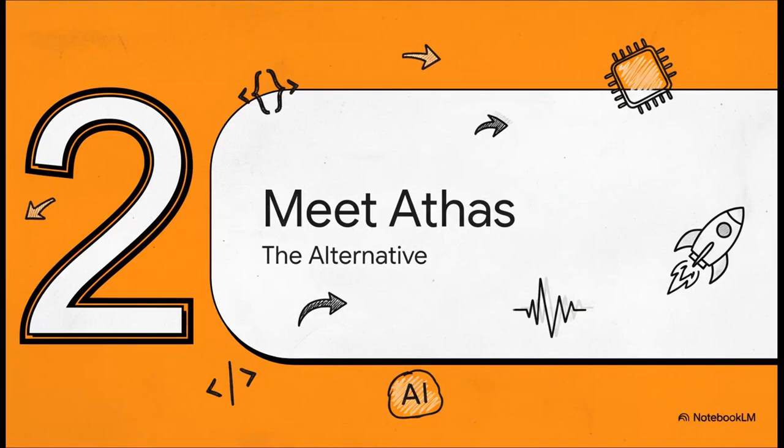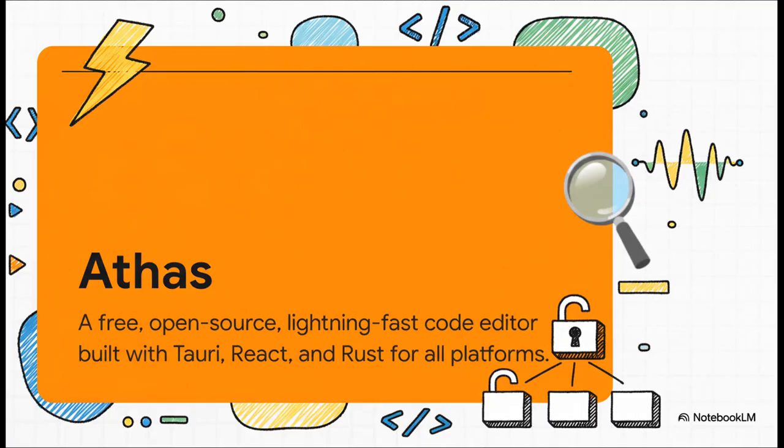Okay, so with the problem laid out, let's introduce the alternative we're talking about today. It's an editor called Athas, and it's built specifically to be the antidote to that heavy, bloated coding experience. So what is it exactly? Well, Athas is a code editor that runs pretty much everywhere: macOS, Windows, and Linux. The keywords you really need to remember here are lightning fast and open source. Those two ideas are baked right into its DNA, and it's all thanks to the modern tech it's built on.